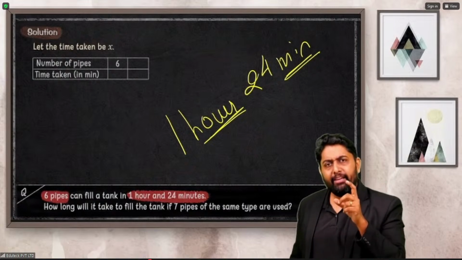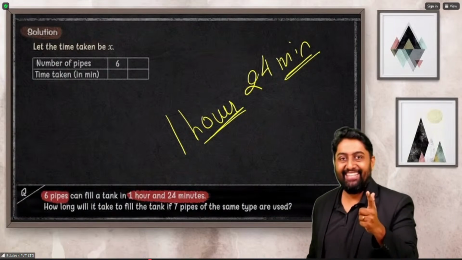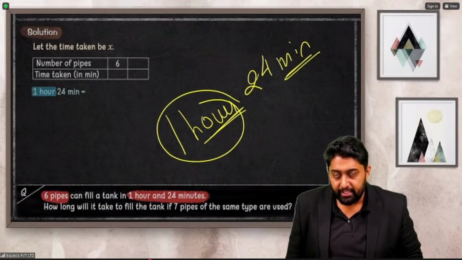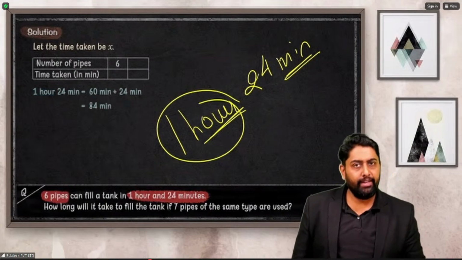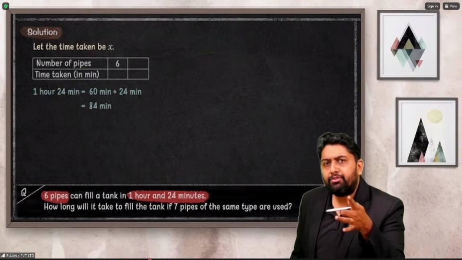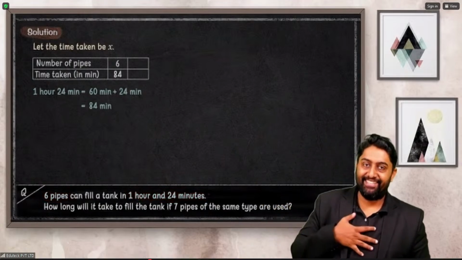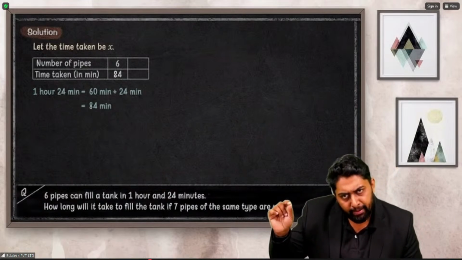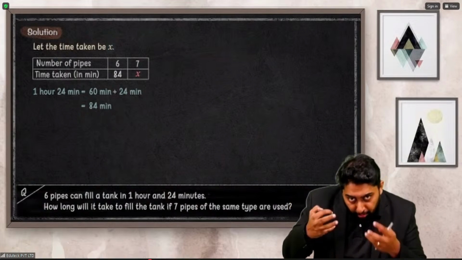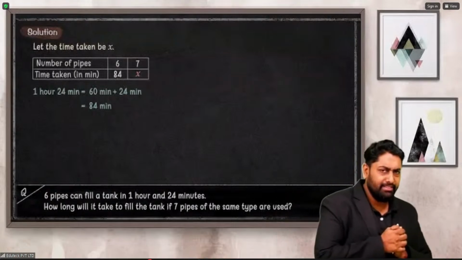Is there any way by which we can convert everything into minutes? Yes. So how much is 1 hour equal to? 60 minutes. So that means it is 60 minutes plus 24 minutes. Total, how much time is it taking for the 6 pipes to fill? 84 minutes, sir. Now the question becomes easy, right? They have given 6 pipes. It takes 84 minutes. How much time will 7 pipes take? It has to be more than 84 or less than 84. Please tell me this.